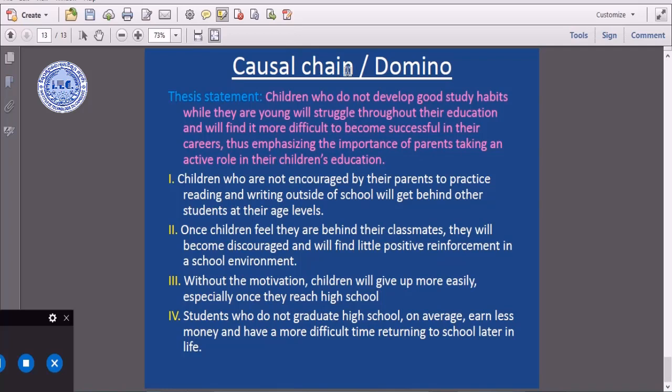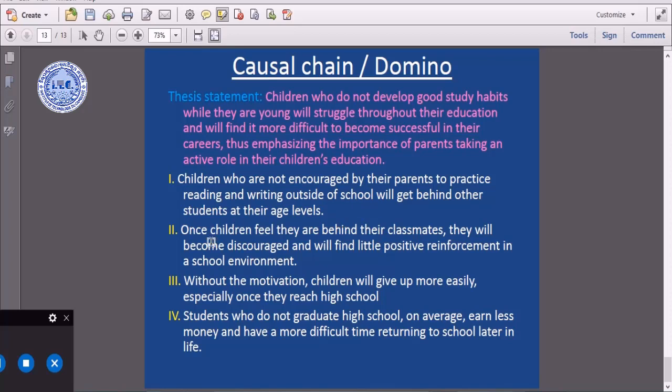Okay, causal chain and domino, you can somehow call it domino. This is the statement. Children who do not develop study habits while they are young will struggle throughout their education and will find it more difficult to become successful in their careers, thus emphasizing the importance of the parents taking an active role in their children's education. Number one, children who are not encouraged by their parents to practice reading and writing outside of school will get behind other students at their age level.